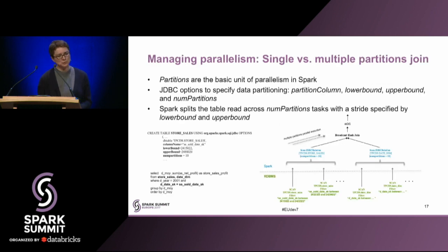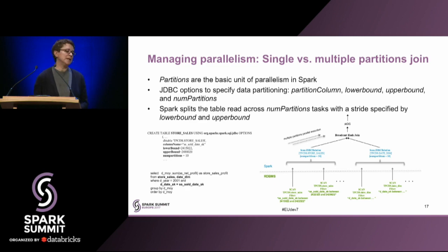Next, I will talk about how to achieve parallelism when complex operations such as joins are pushed down. In Spark, partitions are the basic unit of parallelism. For example, JDBC uses the following options to partition the table read of the data: partition column, lower and upper bound, and number of partitions. The number of partitions dictates the number of tasks to be launched. The lower bound and upper bound parameters decide on the partition stride. With this option, Spark will split the table read across executors.